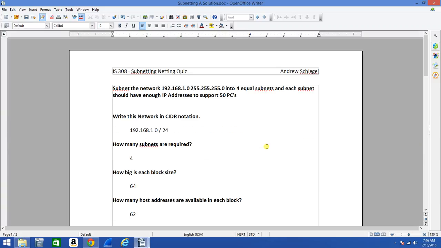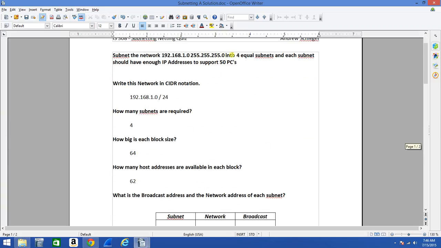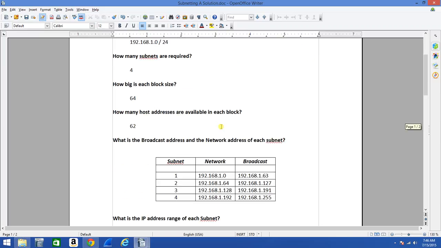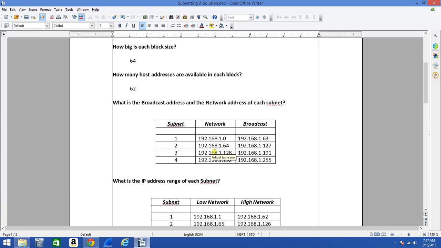You can say, okay, in this space I need 64, and 2 to the 6 is 64, so I need 6 host bits. Or you can say the total space is 256, and I need a block size of 64, so I need 192, and 192 is 128 plus 64, which gives you 2 bits.